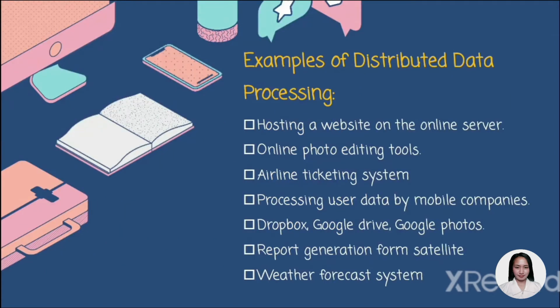These are some examples of distributed data processing: hosting a website on an online server, online photo editing tools, airline ticketing system, processing user data by mobile companies, Dropbox, Google Drive, Google Photos, report generation from satellite, weather forecast system. In distributed processing, there exists one main server which controls all other computers in the network. Distributed processing is done with high internet speed, like querying the database.